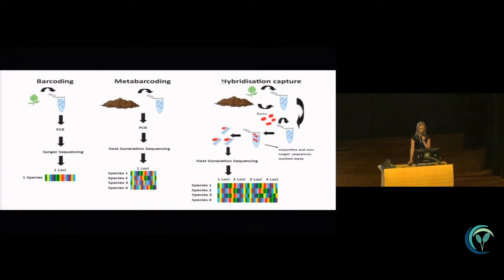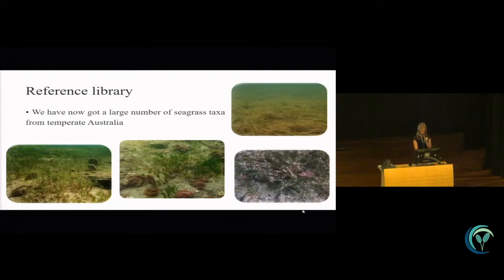The approach that I want to take here is a hybridisation capture approach. This can be done on just plant specimens by themselves or on environmental samples. This approach involves using baits, or RNA baits, that bind the DNA of interest. And then you use a magnet to remove them, and you can wash away all your unwanted sequences. The beauty of this method is that I can target many loci to identify many species within the sample.